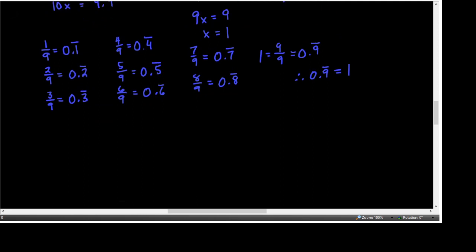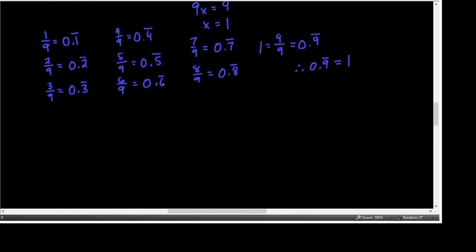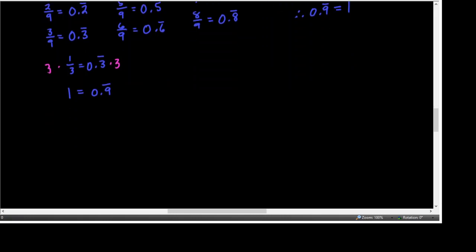You still don't seem convinced. Okay, well, I think you agreed that 1/3 is equal to 0.3 repeating. If you multiply both sides of that equation by 3, the left side becomes 1 and the right side becomes 0.9 repeating. Okay, I've got one more for you.